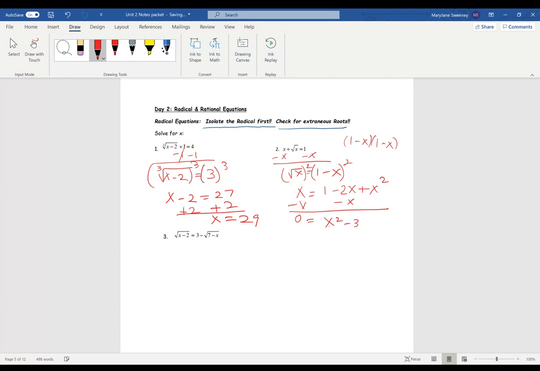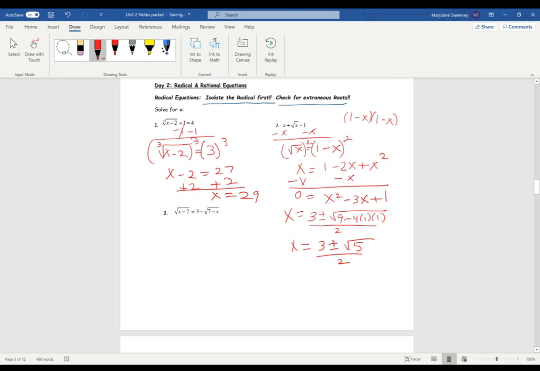x squared minus 3x plus 1. And then we're going to use the quadratic formula. So negative b plus or minus the square root of b squared minus 4ac all over 2a. Oops, sorry, I don't know where I wrote 0 equals, x equals. So x equals 3 plus or minus square root of 9 minus 4, which is 5.